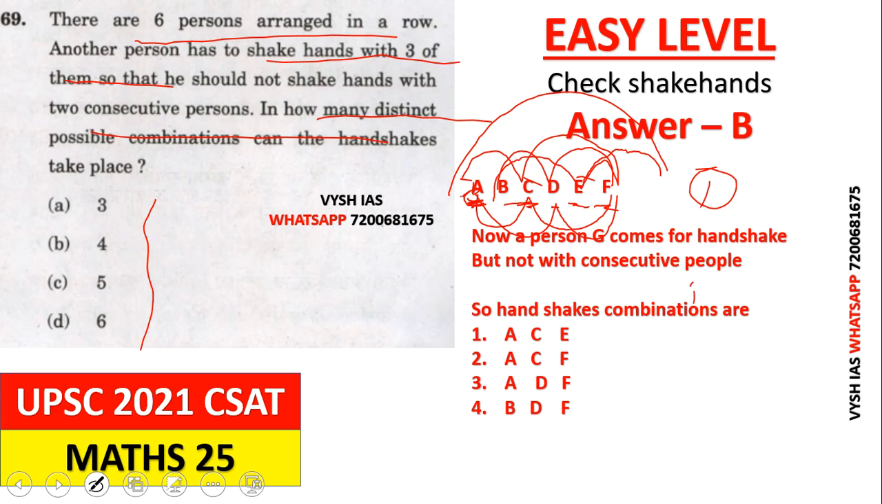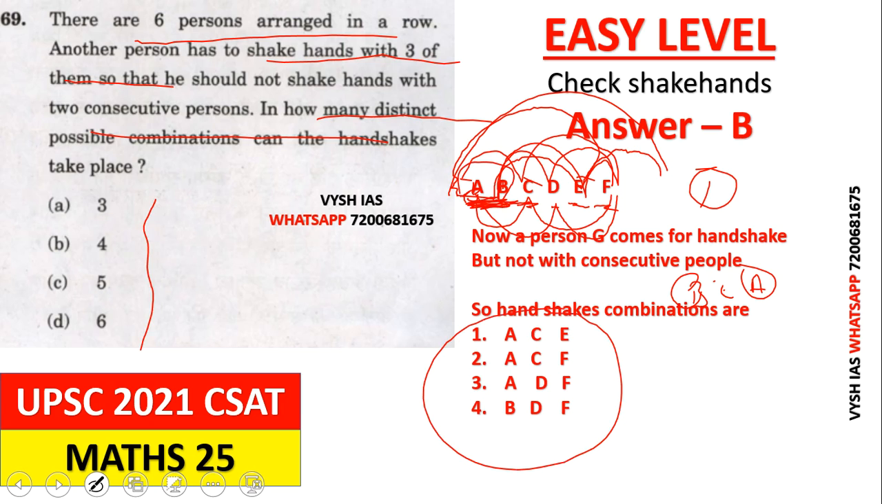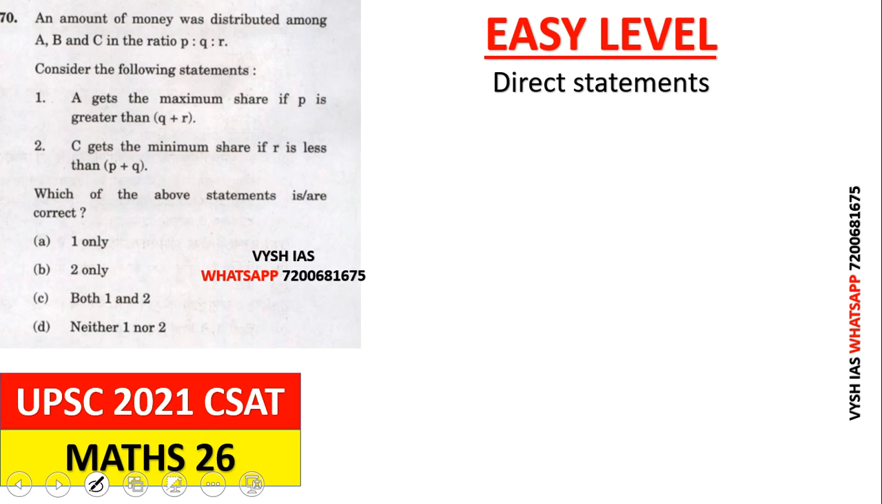So B, E, A cannot be possible because B and A are consecutive. They are nearby. He started from here. Then he goes to E for a handshake. Then he comes back to A for a handshake, but it becomes consecutive because B and A are together. So that's not possible. So only 4 handshake combinations are possible by person G in such a way that there is no consecutive people's handshake. Understood?